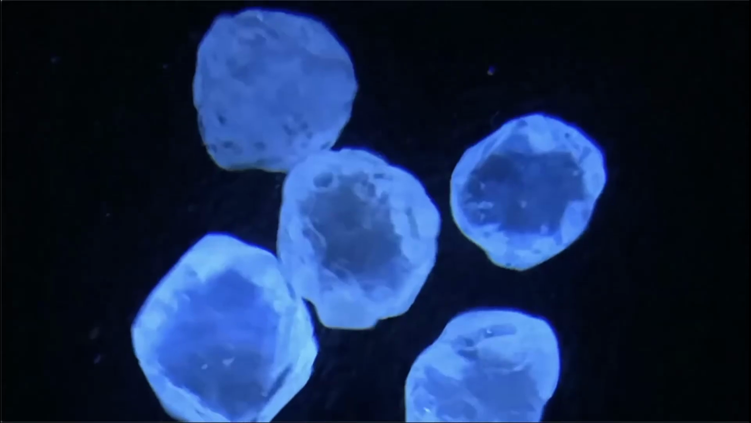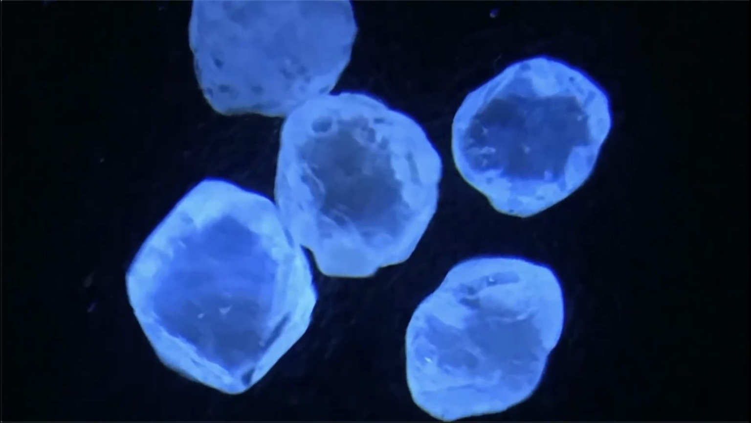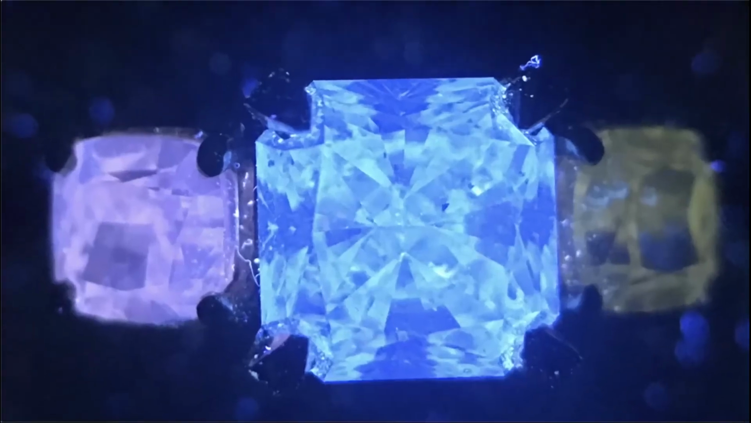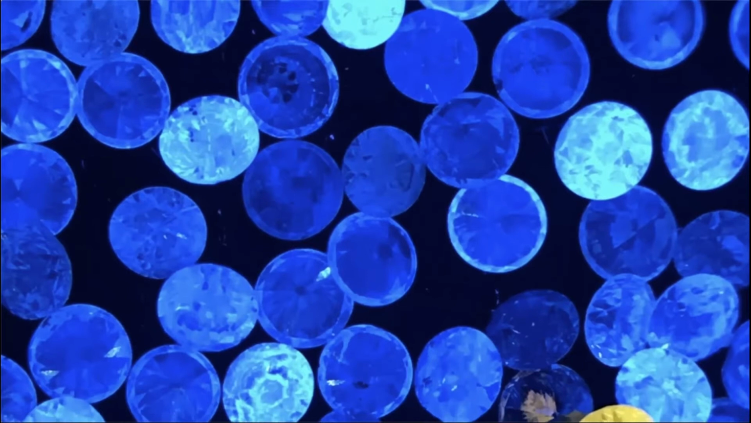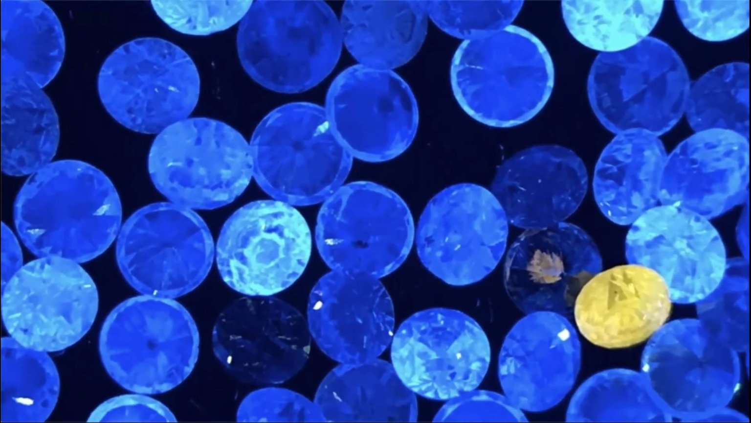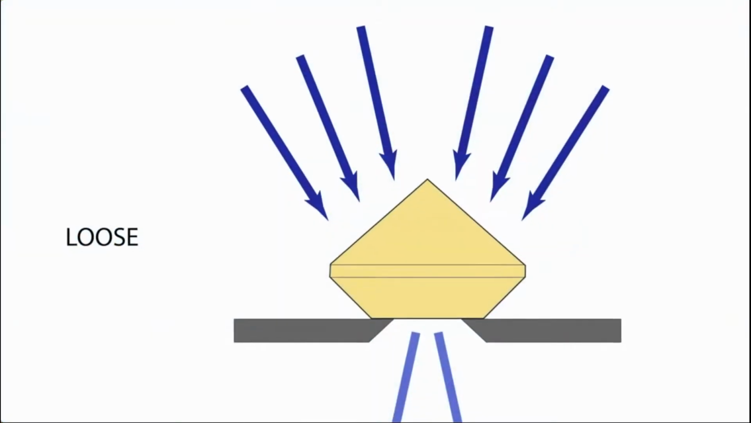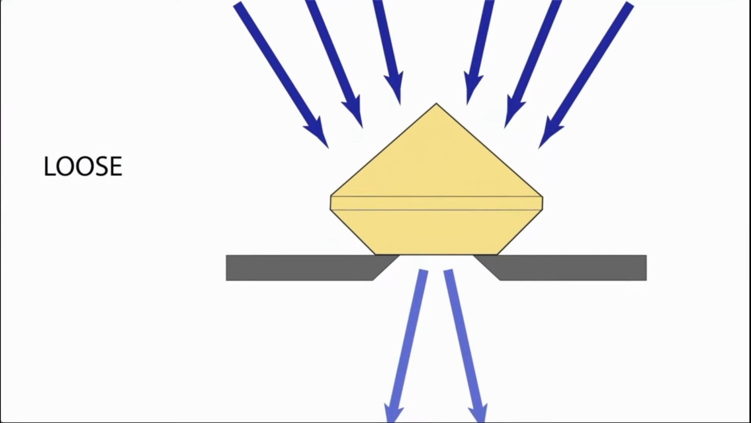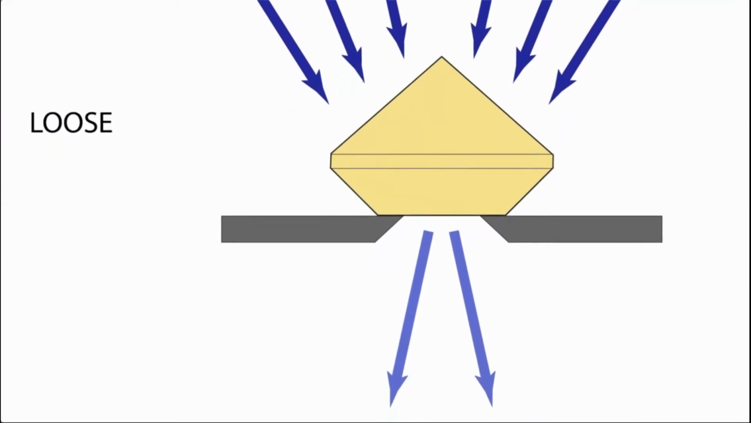One of the delights of PL is that it's insensitive to whether a diamond is rough or polished, whether it's loose or mounted, or whether it's large or small. However, for absorption measurements, it's another matter, and different configurations provide different advantages. Many systems rely on transmission through a stone from one side to another.